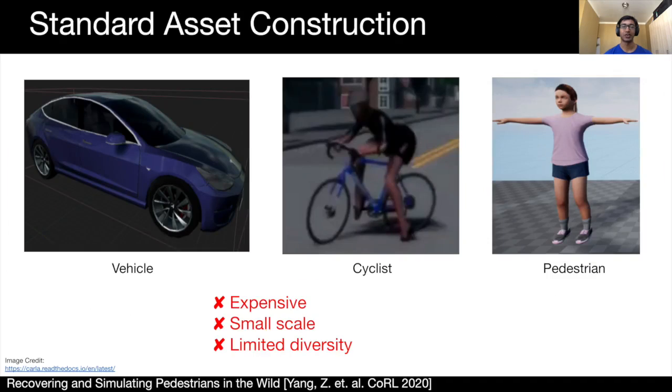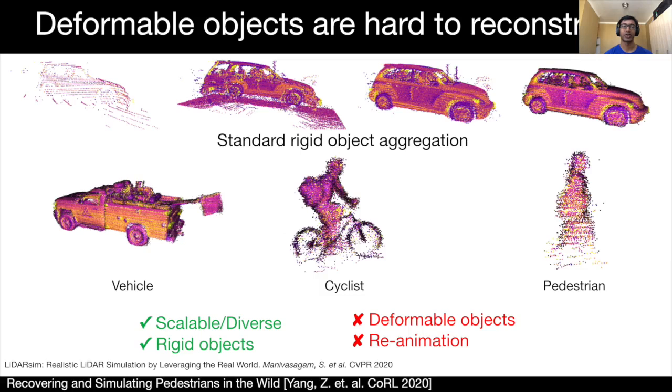Realistic sensor simulation requires a good 3D mesh representation for vehicles, cyclists, and pedestrians. Current sensor simulation systems, such as CORL, manually design and animate these assets by hand. This approach is expensive and time-consuming and has limited diversity. To truly reconstruct realistic assets at scale, we need to leverage real-world sensor data captured in the wild.